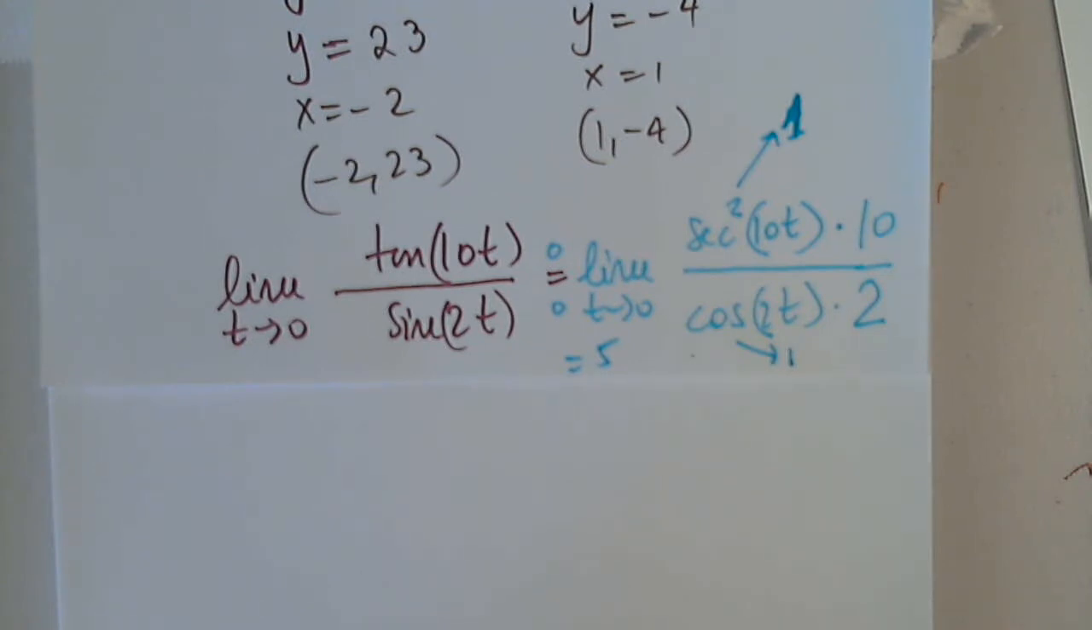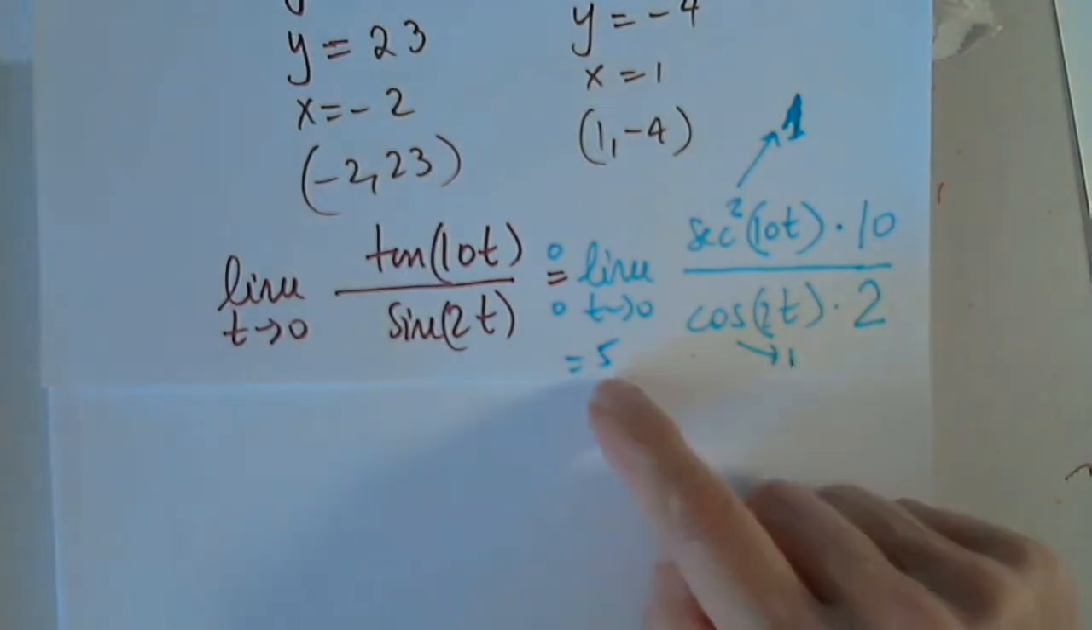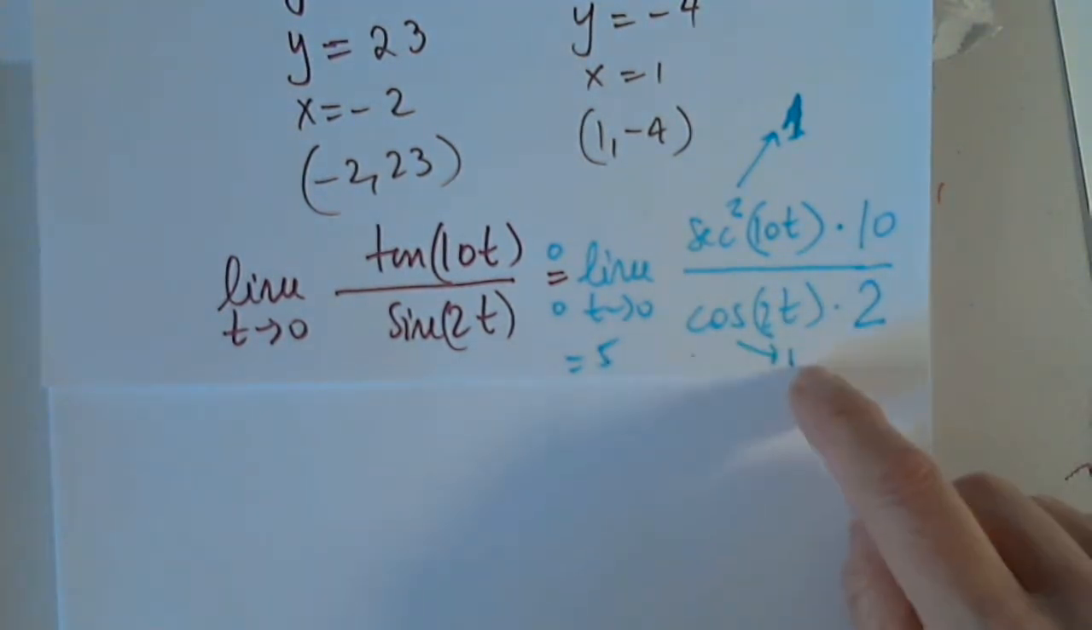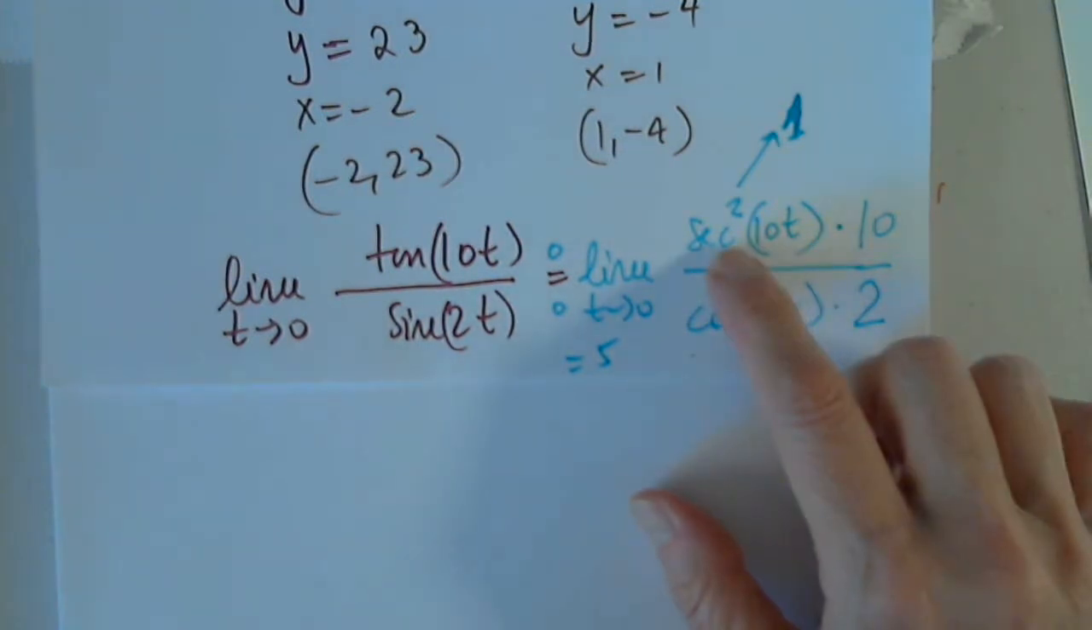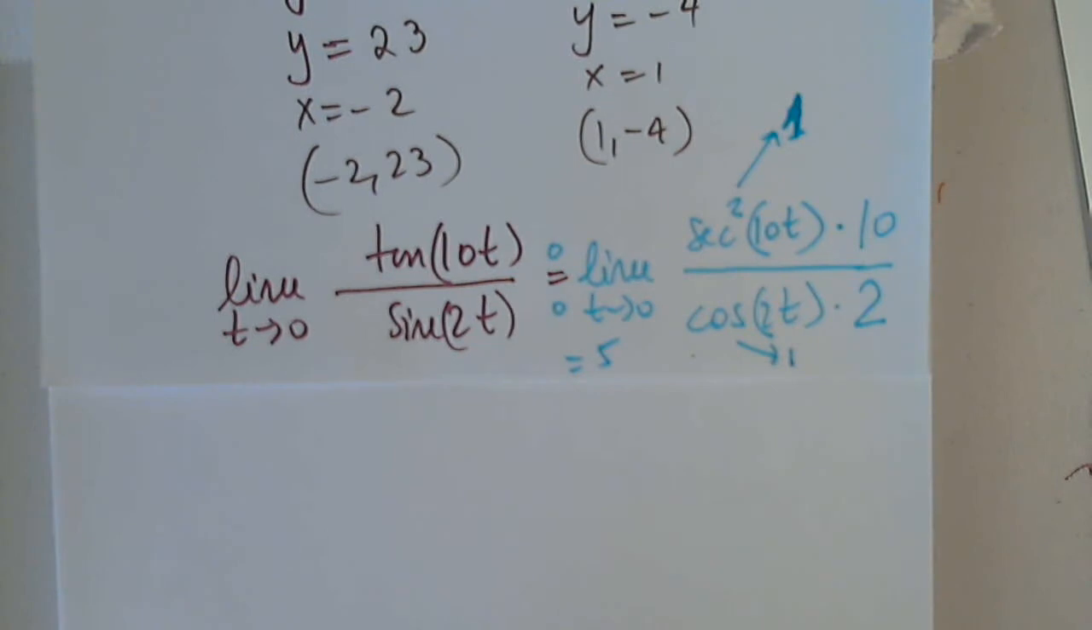What did you say the bottom approaches? 10 over 2. Oh, when you plug in 0 in cosine, it approaches 1. When you plug in 0 in secant, which is 1 over cosine, it approaches 1.